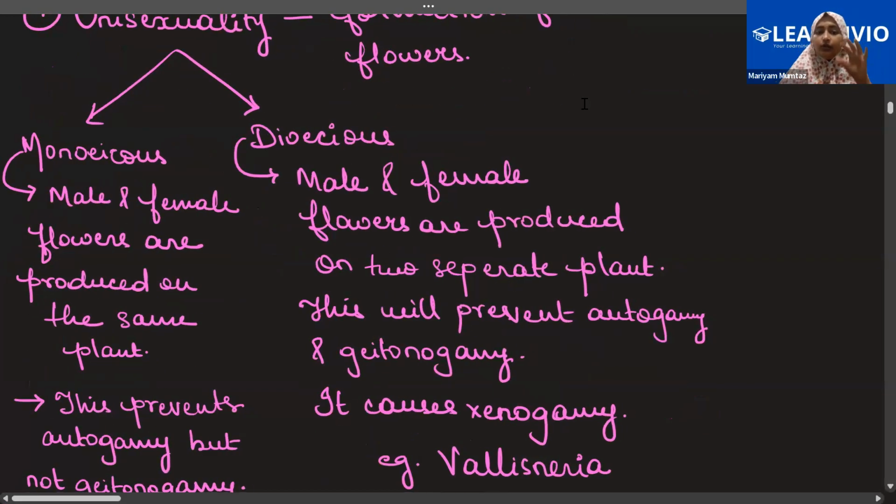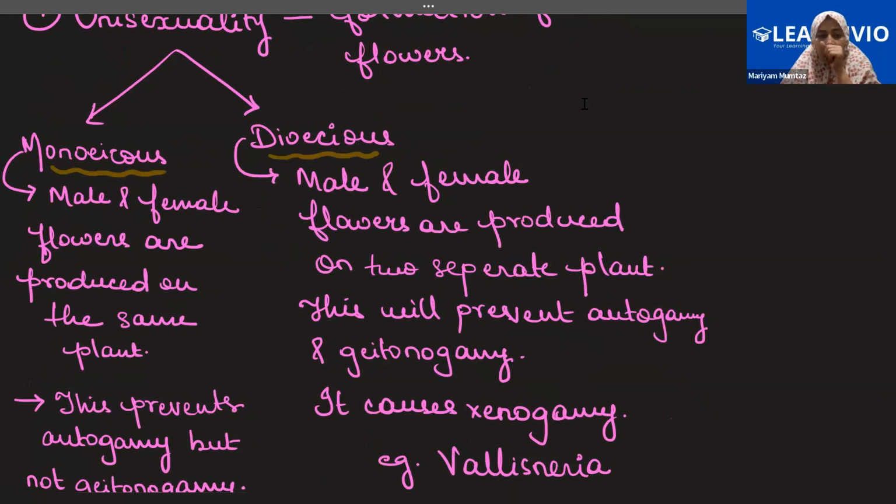Now, talking about the two cases that come under unisexuality, first is monoecious and then there is dioecious. Talking about monoecious, male and female flowers are produced on the same plant. The same plant has the male and female flowers, but the flowers are different. Talking about dioecious, male and female flowers are produced on two separate plants. This will prevent autogamy and geitonogamy.